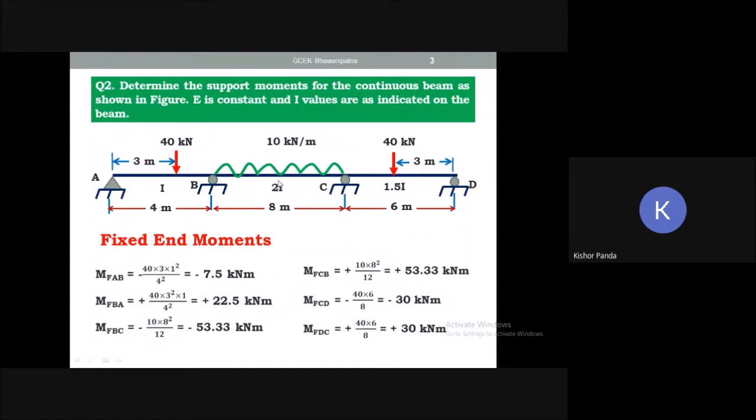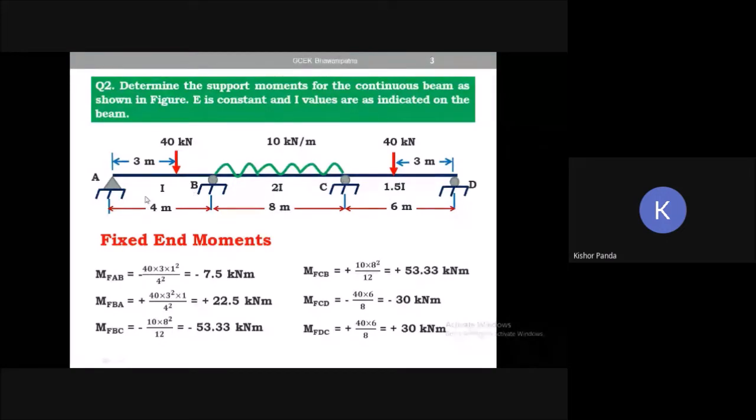E is constant and I values are indicated on the beam. Here you see this is the three-span continuous beam and the ends are simply supported. This is hinge supported, this is roller supported. So ends are simply supported. This is the intermediate support, B and C, intermediate supports, spans AB, BC, CD.